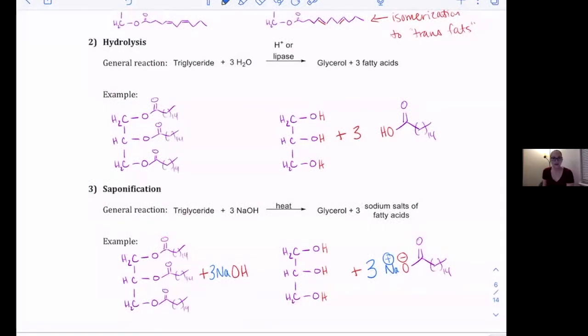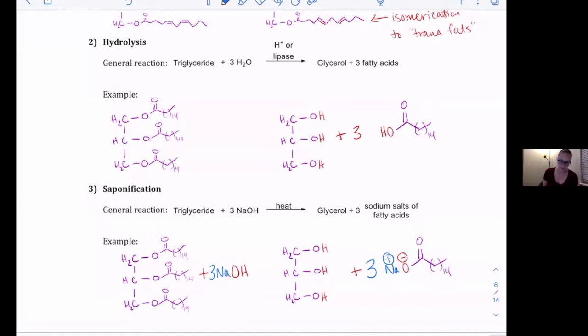So the other two kinds of reactions we'll be learning for our triglycerides are hydrolysis and saponification. Overall, these processes are very similar. It's just different conditions to get to almost the same thing. But they're very distinct at the very end, as you'll see.